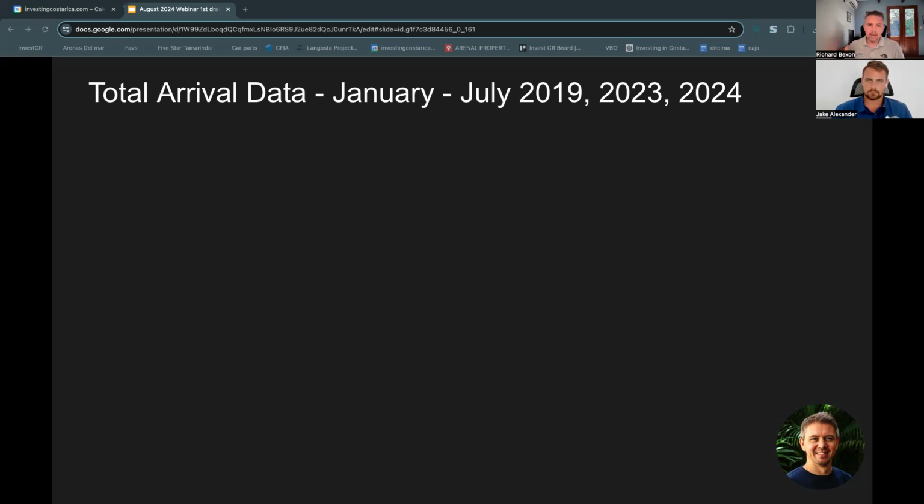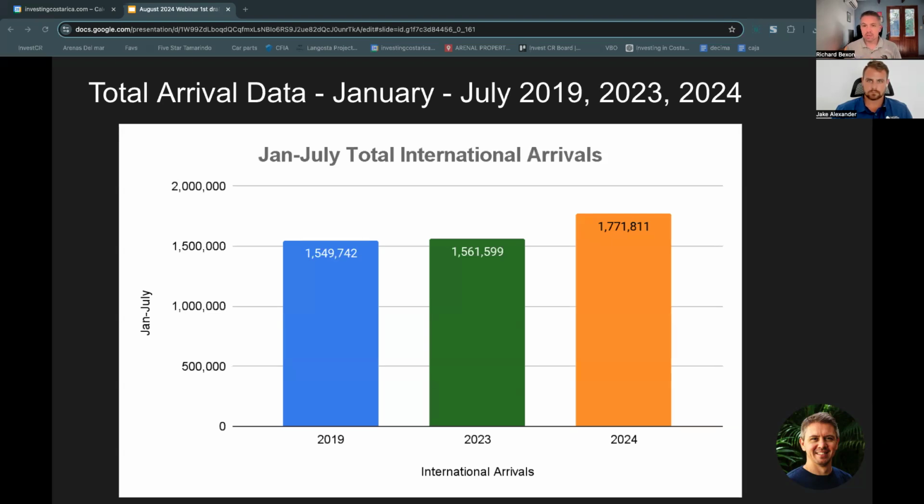So here's the data. I'll give you a couple of seconds to take a quick look at that and consume it. But you've got 2019, 2023, and 2024 there, guys.